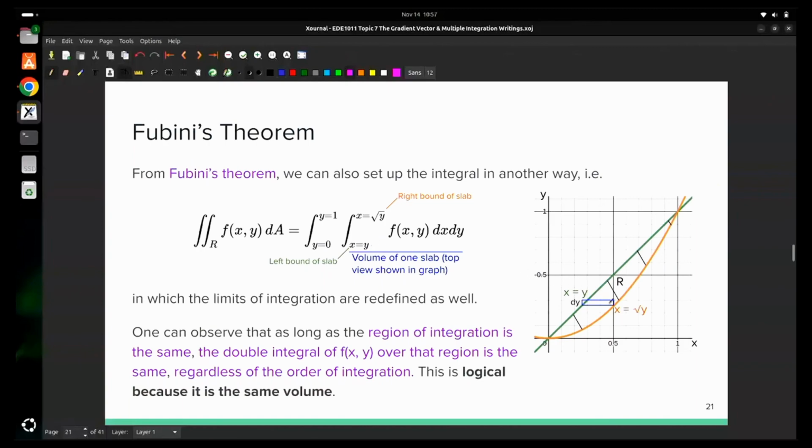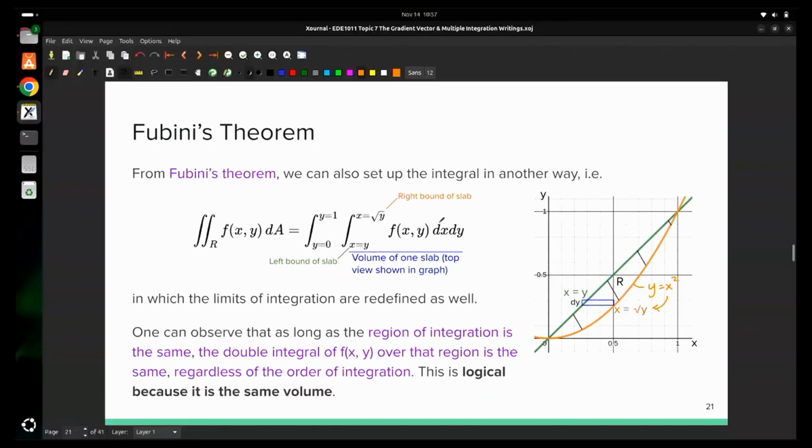Okay? What about the upper limit of x? Now, because the orange curve is given by y equals x squared, if y equals x squared, you take root both sides, right? You are going to get x equals root y. So therefore, the upper limit must be x equals root y.